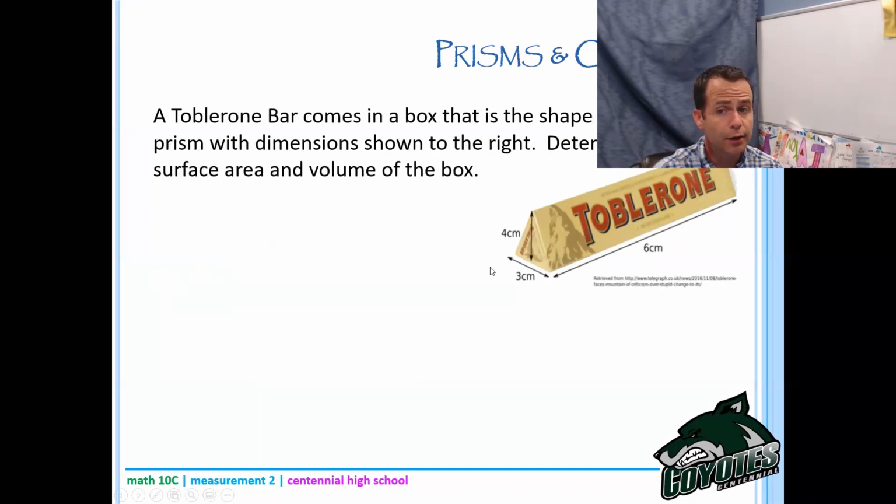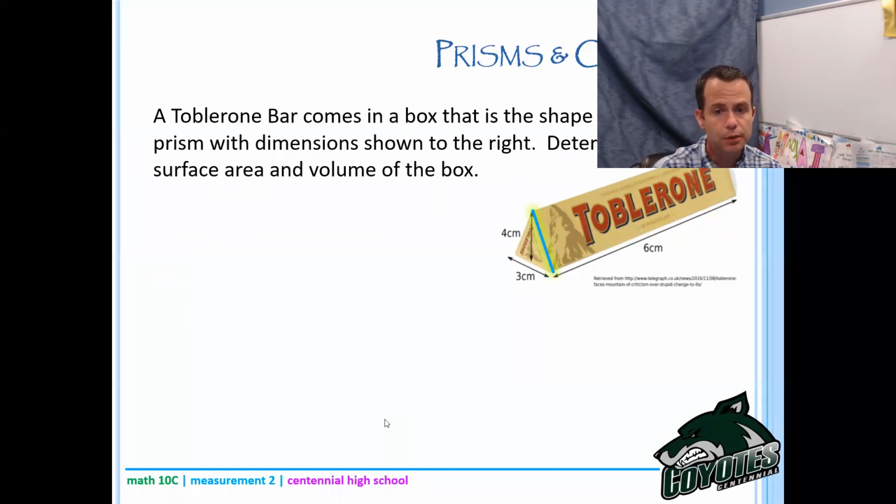I'm ready to get the area of the triangle. That would be 3 by 4 divided by 2, base times height divided by 2, and there are 2 of those. In order to get this rectangle here, though, I need this dimension. So I need to go back to this triangle and use the Pythagorean theorem.